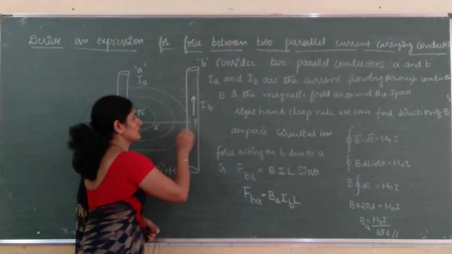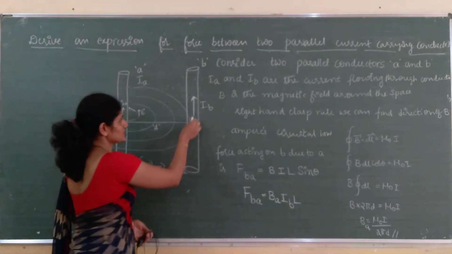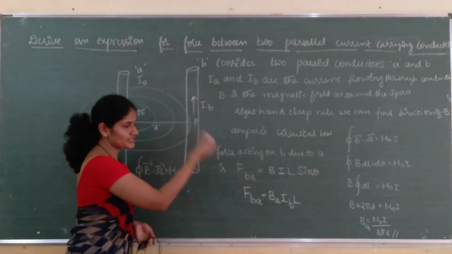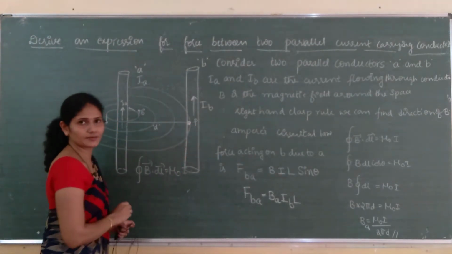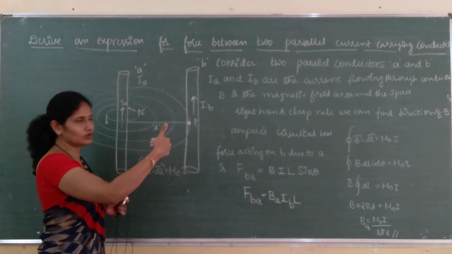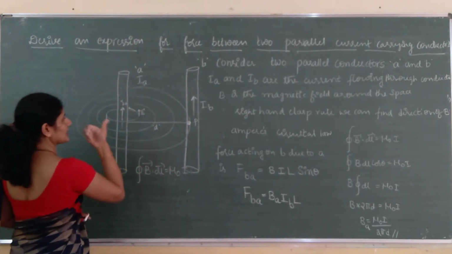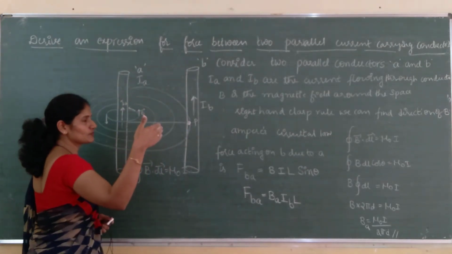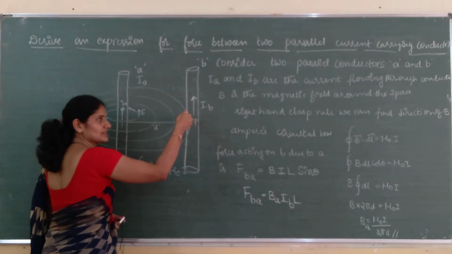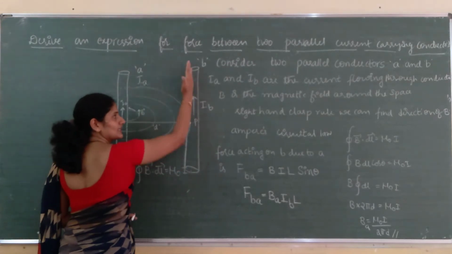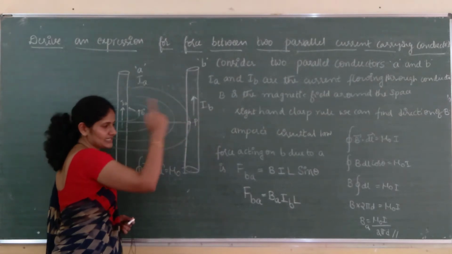The direction of L is the same as that of current I, so this is the direction of L. What is the direction of magnetic field at this point? Using the right hand clasp rule, the magnetic field around the conductor is like this. At this point, the magnetic field is going into the plane. This magnetic field B and the length L are perpendicular to each other. Theta is equal to 90 degrees, sin 90 is 1.